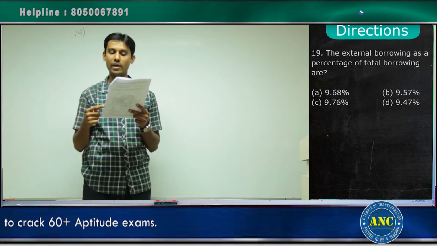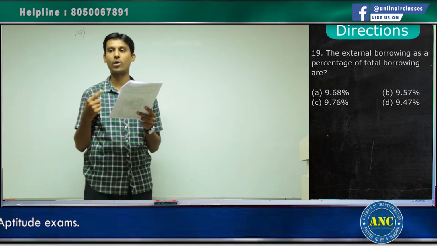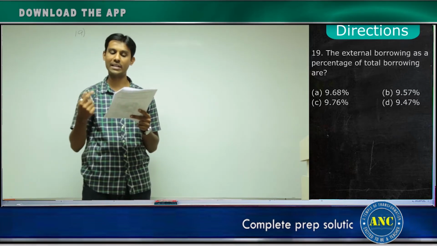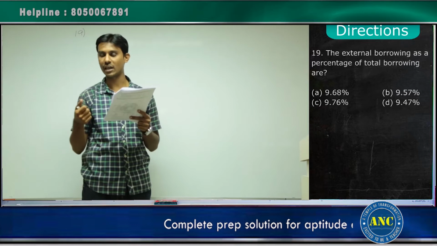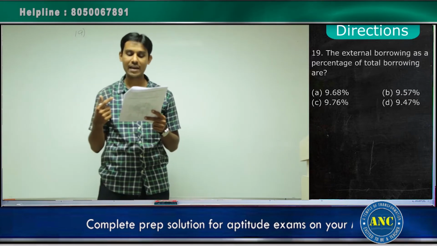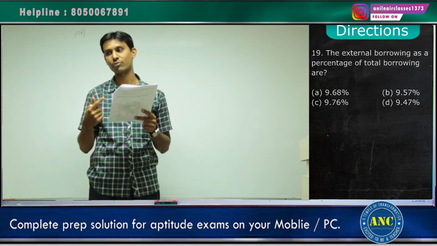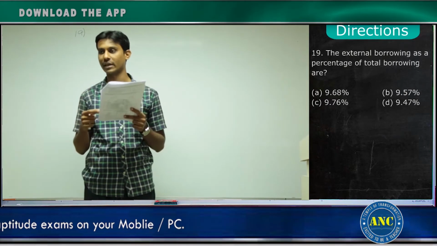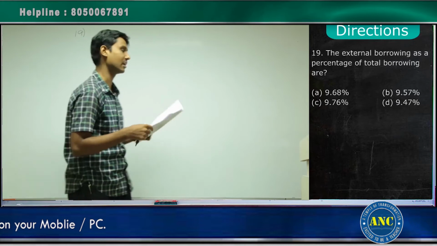What is the external borrowing according to the table? External borrowing is 3%. How much is the total borrowing? Please add the borrowings. Borrowings given in the table are internal borrowings, external borrowings, and borrowings from RBI. What is the total? 25% plus 3% plus 2%. Total borrowing is 30%.